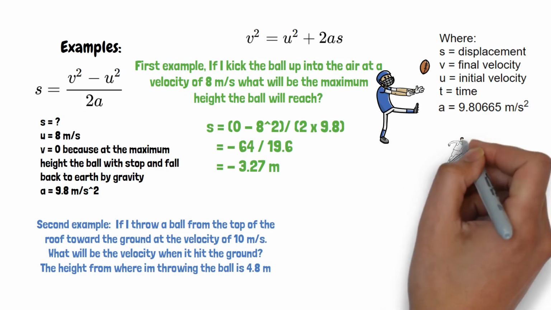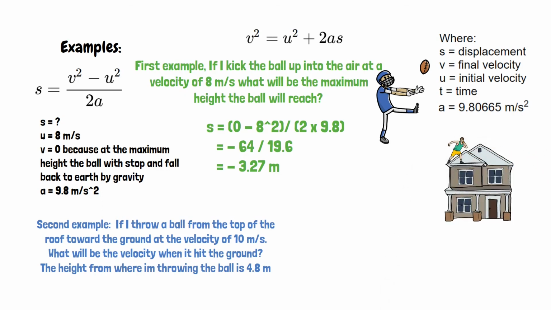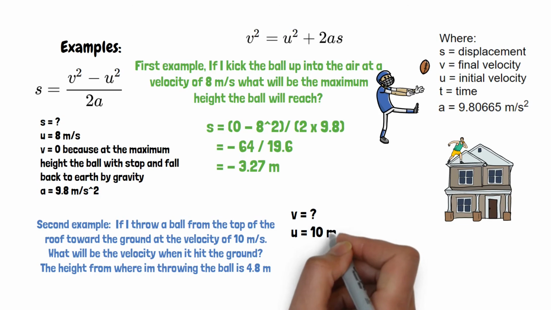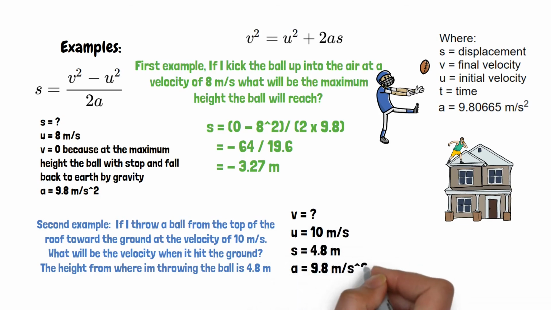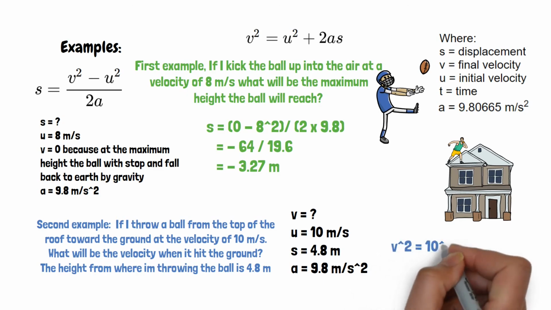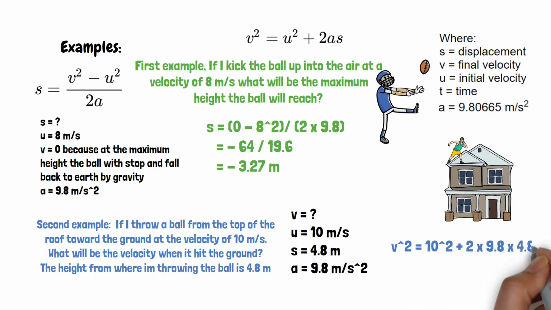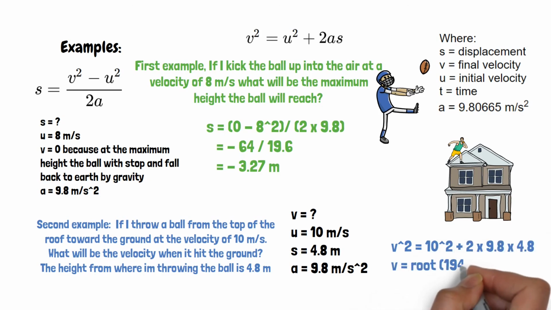The first thing to do is to list all the variables that we have. The example is asking us to calculate the final velocity when the ball hits the ground. By inserting these variables into the equation, you will be able to calculate the final velocity, which is 13.93 meters per second.